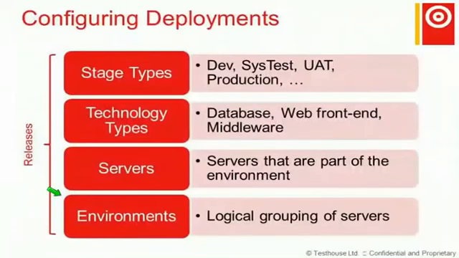So you need to also think about the various stage types that you're going to need to deploy to. So development, test, UAT, production, whatever. The technology types, these are just arbitrary values. So we can say that we've got a technology type of database, we've got a technology type of a web front end and a middleware stack. The server definitions, they're all part of the environment that you're going to define with the environments groupings. So they're actually the physical devices that are going to have the deployment agent configured onto, and they'll be bound to the environments.